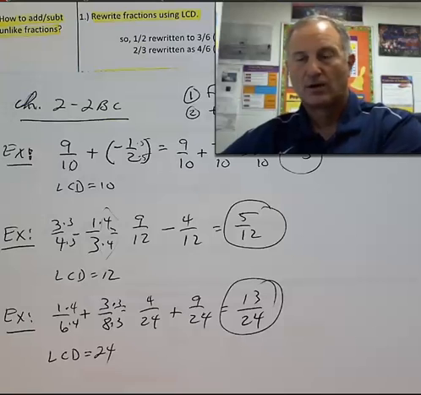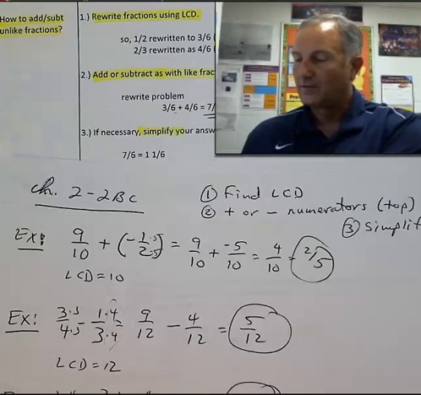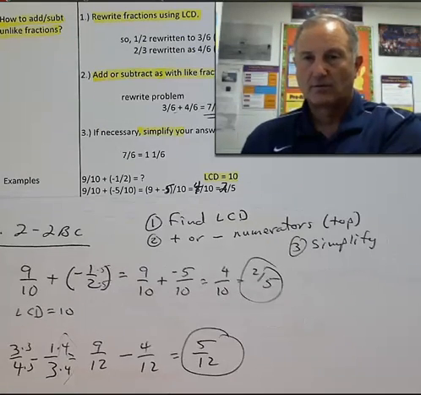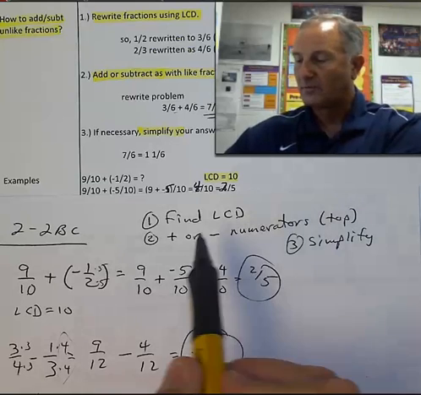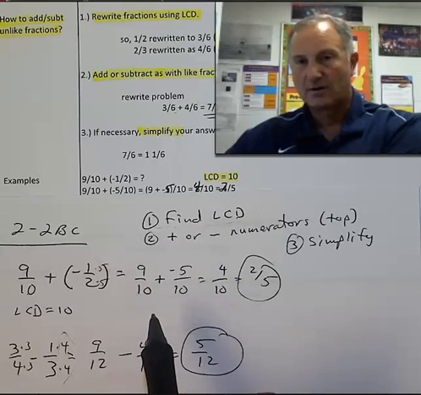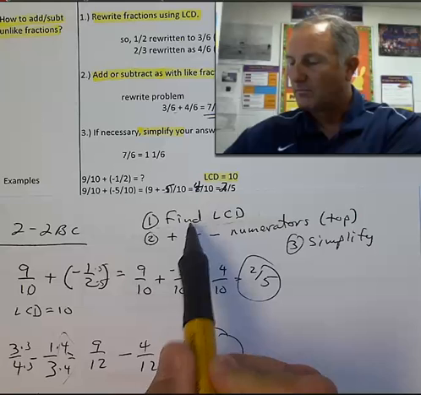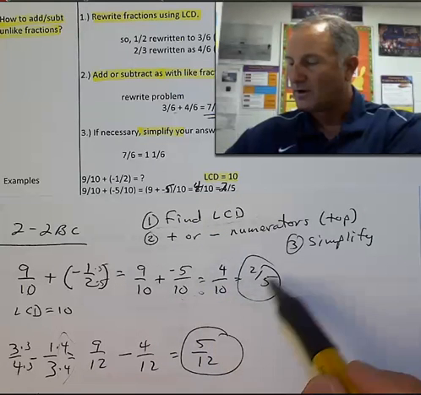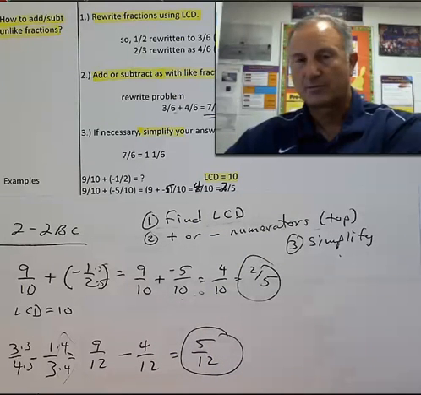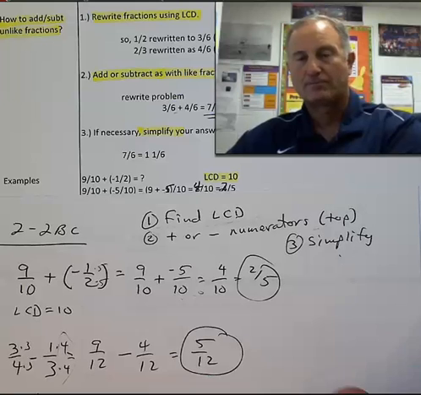So, adding and subtracting fractions that don't have a common denominator: find that least common denominator, change each of the fractions to that common denominator, then add or subtract the numerators, and simplify if you can at the end. Hopefully this has been helpful.